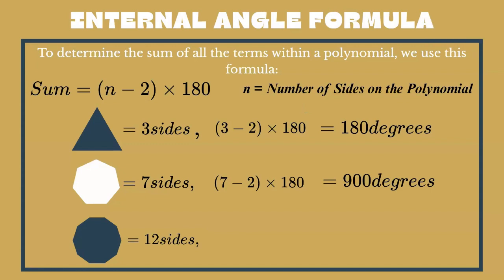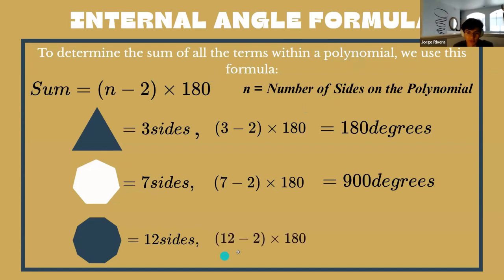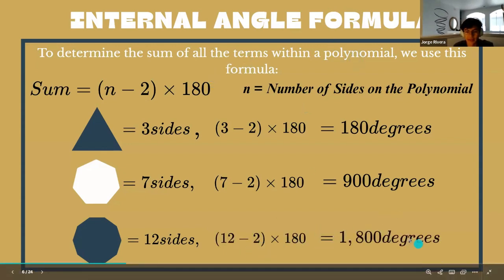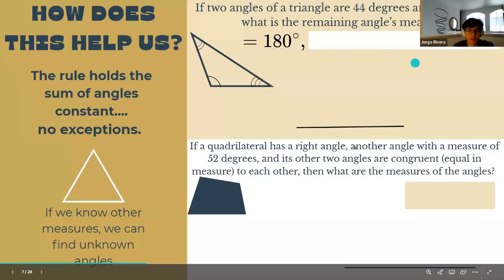Can I answer? Yeah, you can answer. Okay, I'm not sure if this is right. Are we just doing what was above, like in our head? Yeah. Okay, so I'm guessing it would be, instead of n, we would put 12. So 12 minus 2 would be 10. And then 10 times 180 would be 1,800. Very good. So 12 minus 2 times 180 is going to be 1,800 degrees. Perfect.